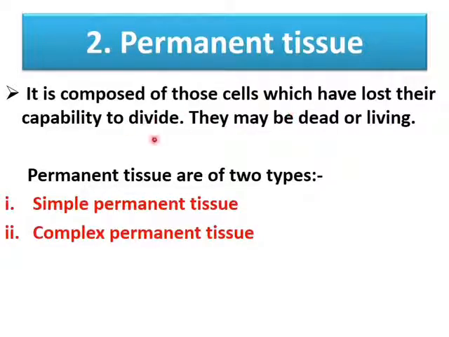Why they may not divide? Because they have lost their capability to divide. They may be dead or living. So this is the second type of plant tissue, that is permanent tissue. That is why its name is permanent, because the cells may not divide. They are permanent. They have permanent shape. They have permanent function. And the types are simple and complex permanent tissues, which we will learn in next lecture.